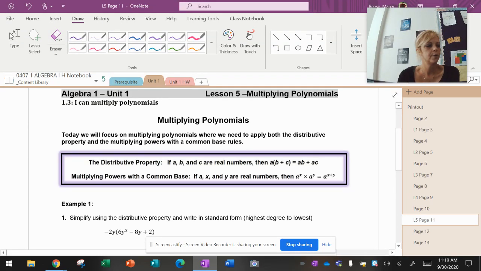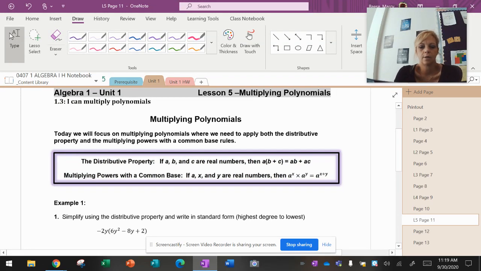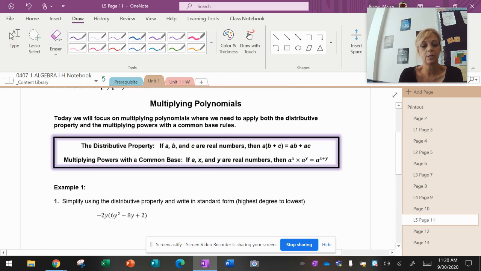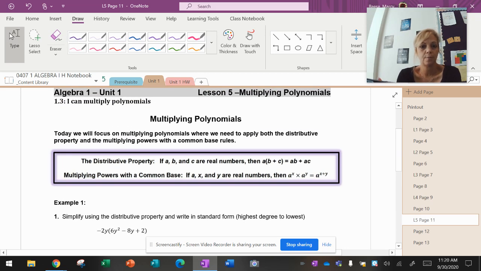Hello, ladies and gentlemen. We are doing lesson 5 from unit 1, multiplying polynomials. It's the last one of this whole unit, so it is pretty significant. We're going to be doing a lot with multiplying polynomials this year, so it's good for you to kind of get this down.